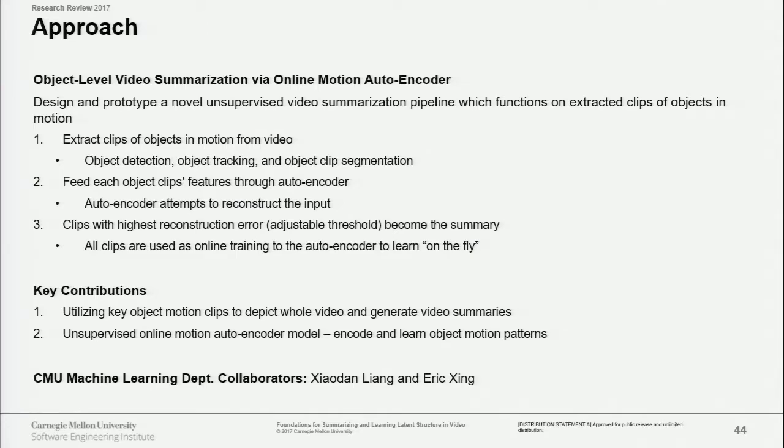So the last stage of the pipeline is the clips which are given as input but cannot be reconstructed well as output. Those are things that the autoencoder has not seen before. These are things that the autoencoder has not learned, and therefore we put those in the summary as the key and unique segments. Once we've processed these object motion clips, we feed them back as online training into the algorithm so that it learns on the fly, and if it sees something similar again, it's likely it'll be able to reproduce it better next time.